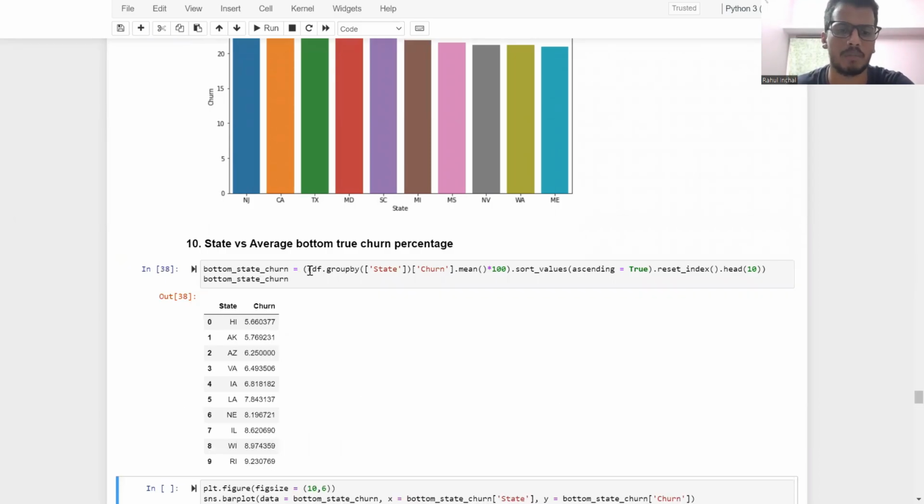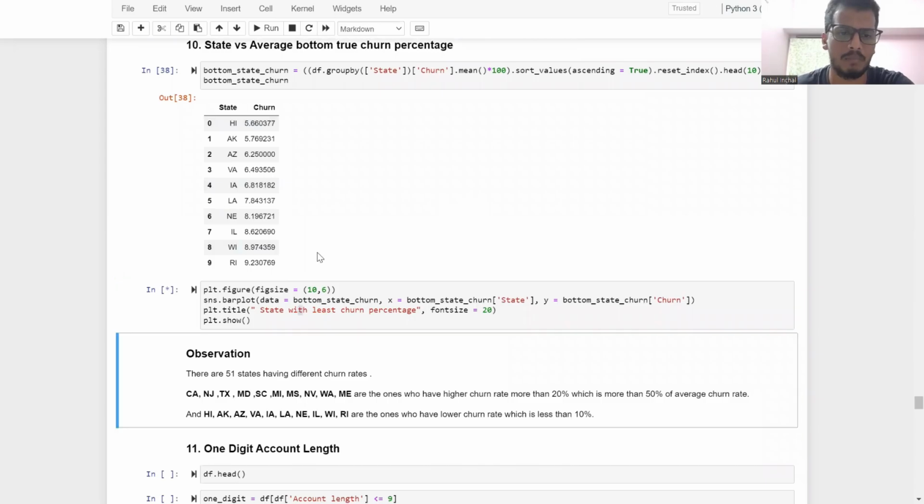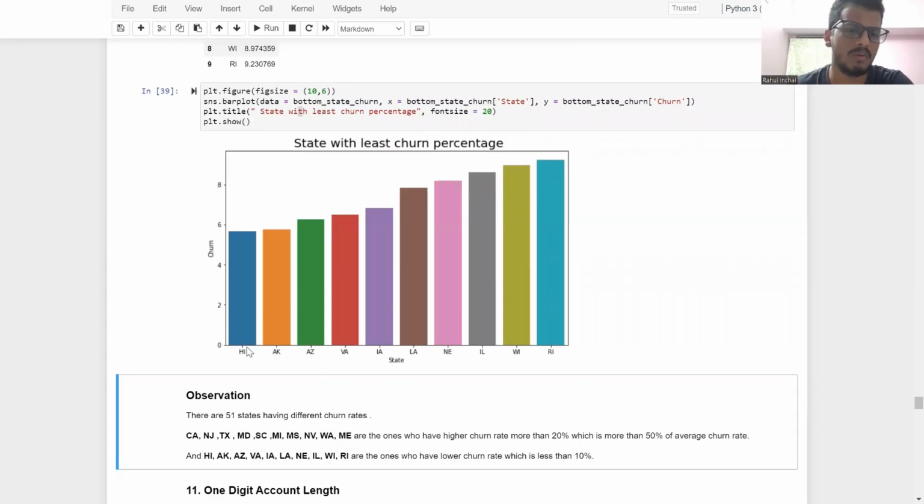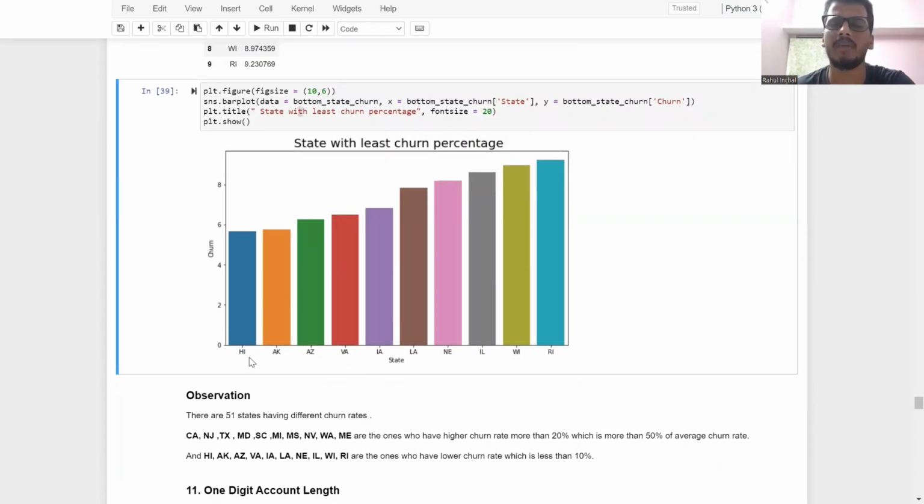Now this is the bottom plot I have drawn, which means HI. HI means Hawaii, I guess. I'm not sure, but then again we have to check. Did I mention? No, I did not mention. So HI may be Hawaii, and AK maybe means Alaska.